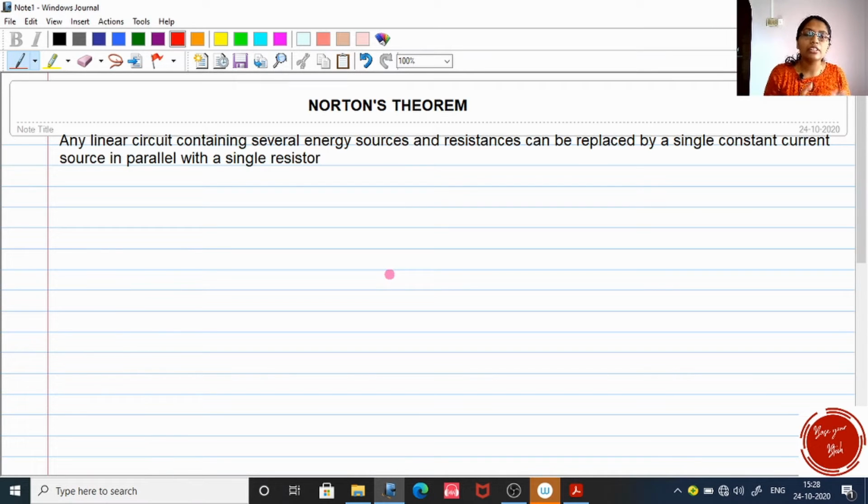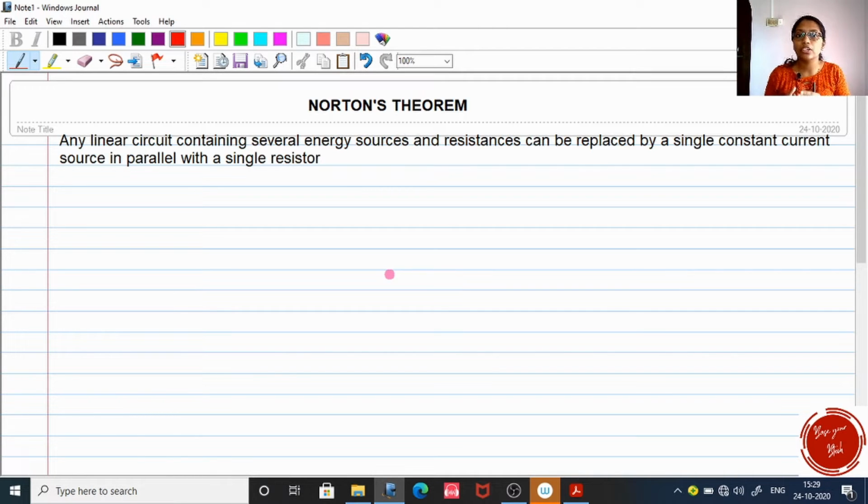So similar to Thevenin's theorem, we have another theorem, that is Norton's theorem. Here also we reduce a complex circuitry that contains many resistors and many current sources or voltage sources. This complex circuitry will be cut short to one single current source and a single resistor. But this time we connect these two things, the current source and the resistor, in parallel. Okay. This is just similar to Thevenin's theorem.